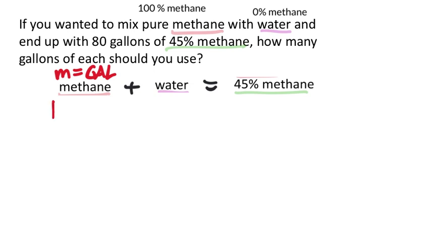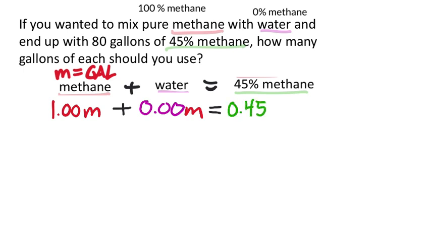Just for the methane, it's 100%, so I'm going to show that as 1.00 times the amount of pure methane that we're putting into this mix. The water, on the other hand, is 0% methane, and since I'm comparing it with methane, I need to multiply it by m. Now that may seem weird, but it's going to do something magical for us. And by magical, I mean math nerdy. So the 45% methane, that's a 0.45. And it did tell us that it wants that to be 80 gallons, so I'm going to have to multiply that by 80.